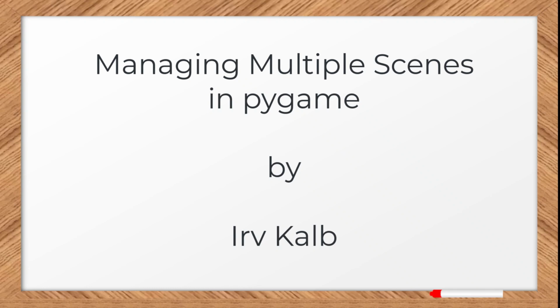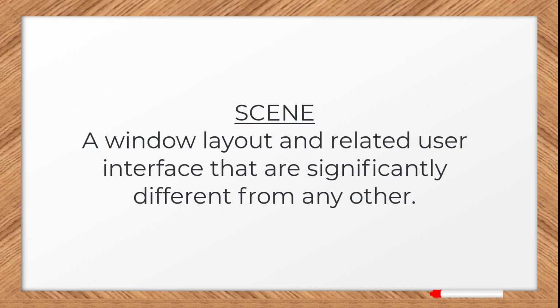Games and other programs often need to present different scenes to the user. For this discussion, I'll define a scene as a window layout and related user interface that are significantly different from any other. For example, a game program may have a starting or splash scene, a main gameplay scene, a high scores scene, maybe a settings scene, and perhaps an ending scene.